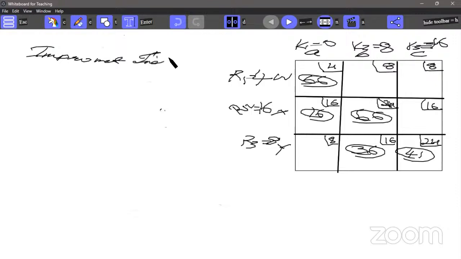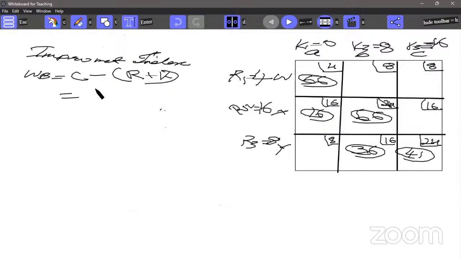Improvement index for WB. How we find out the improvement index is, the formula is: cost minus the row index number plus column index number. So for WB, how much is the cost?